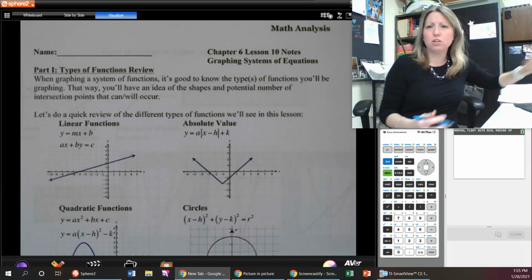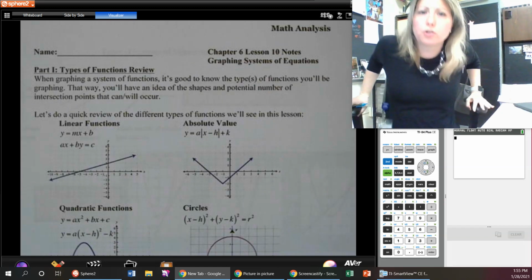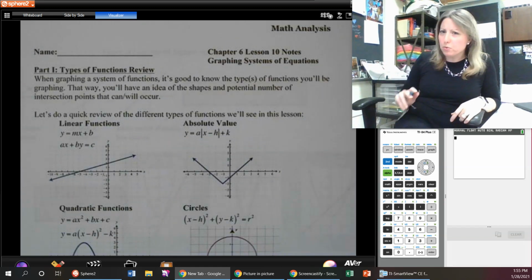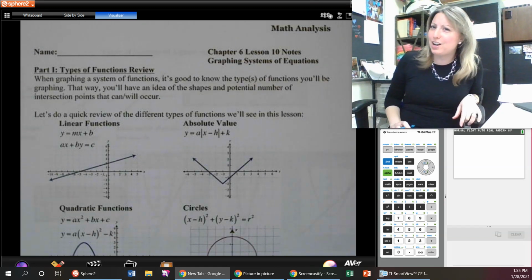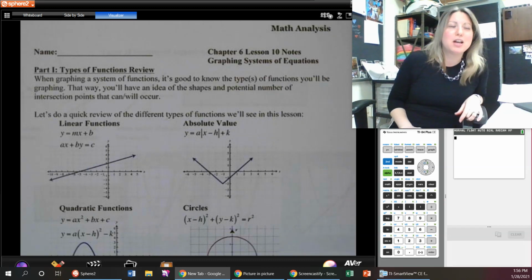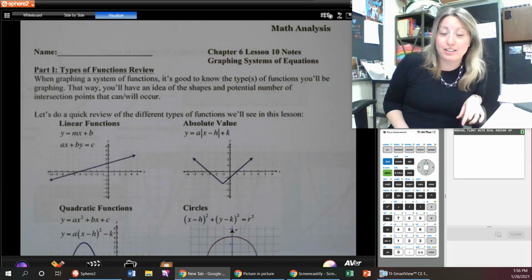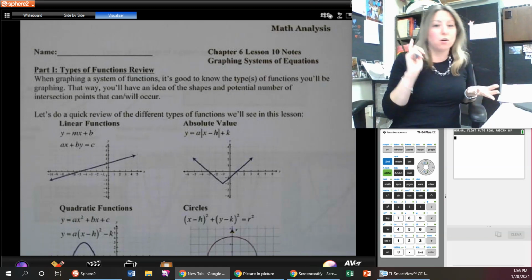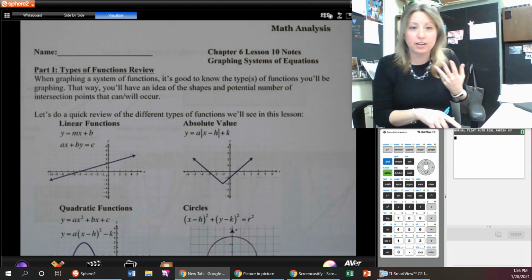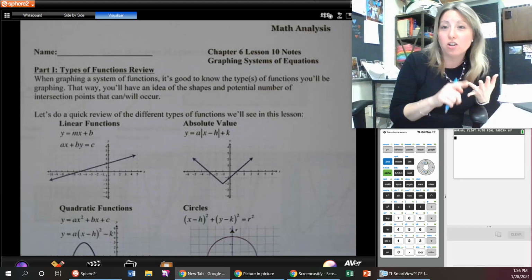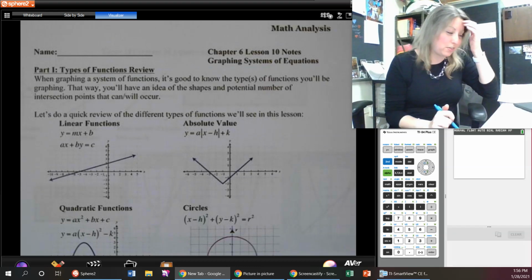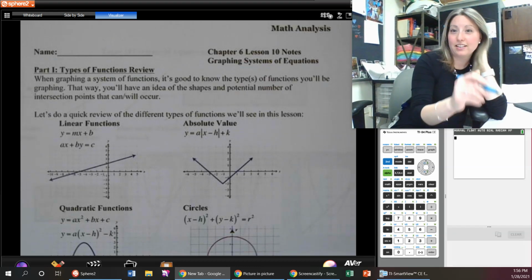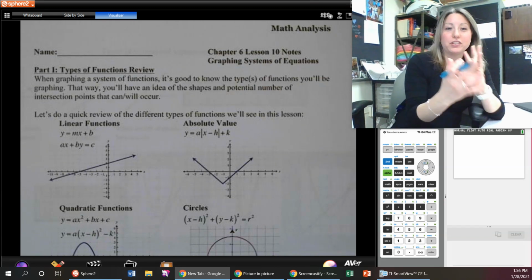And fortunately or unfortunately for us, whichever it may be, now that we're in Algebra 2, it's not just two lines on the same graph, and it's not just a parabola and line on the same graph. It might be a line and absolute value, or a line and quadratics, or a line and a circle, or the biggie, the one that I love, a quadratic and a circle, on the same graph.